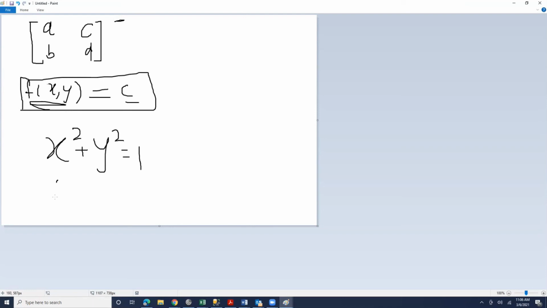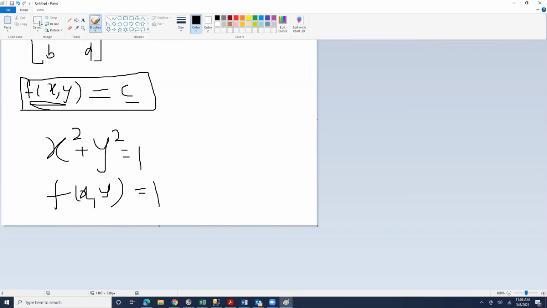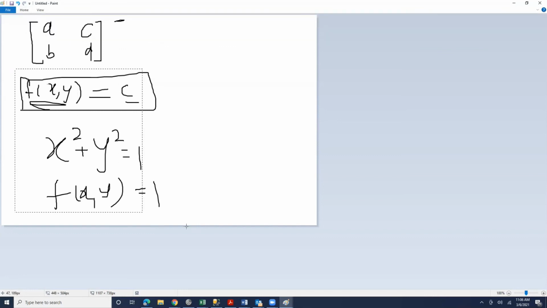This can be represented as f of x comma y equal to 1, where f of x comma y is x square plus y square, right? So this is just like writing functions in two variables. So similar to that, what we are going to look at is the general form of f of xy equal to xy plus x square by y. Just like a normal function.